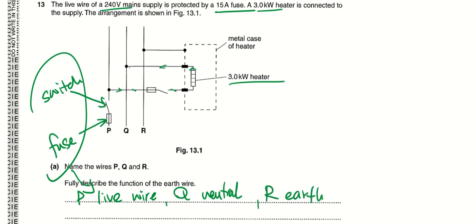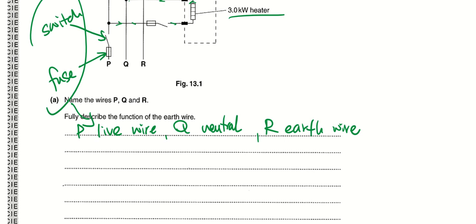R is the earth wire. How do I know? Because this is the metal case. Whenever you see metal casing, there must be an earth wire. So R is connected directly to the metal casing. So R is the earth wire. So, fully describe the function of the earth wire.